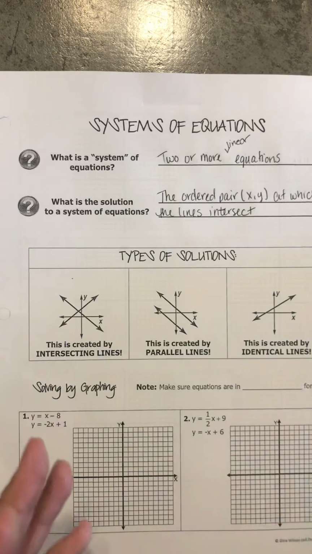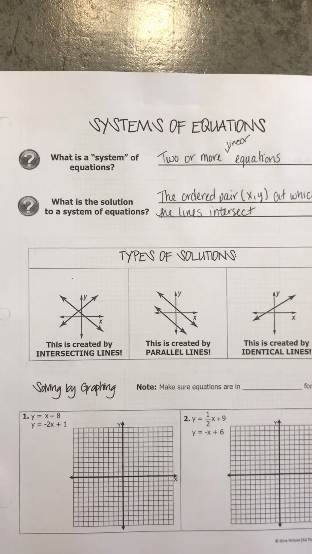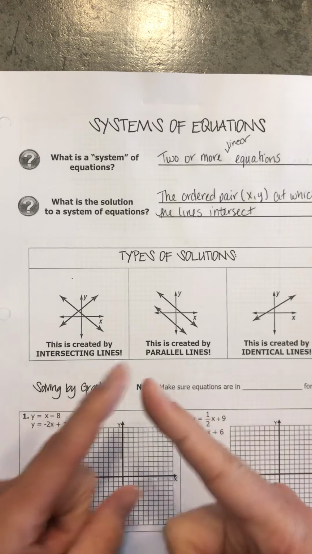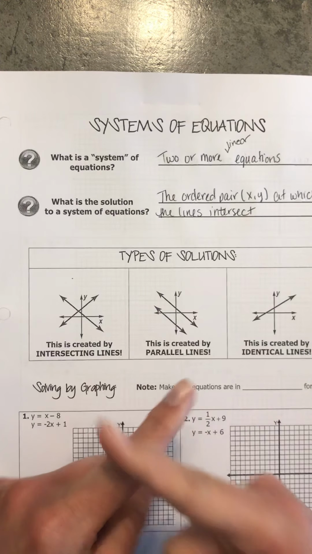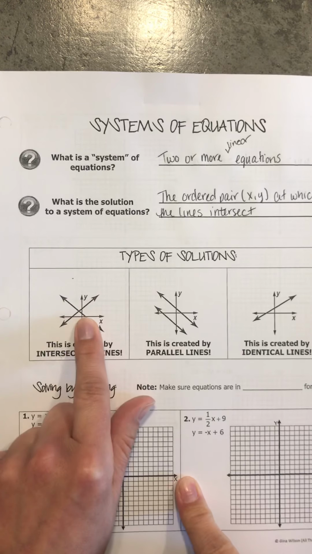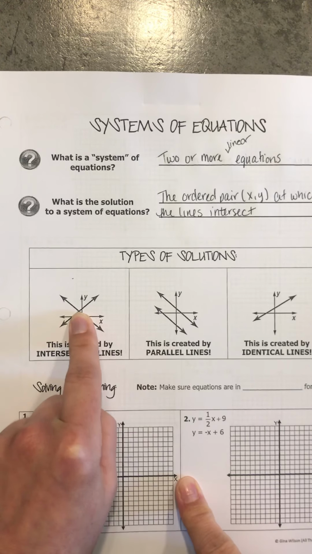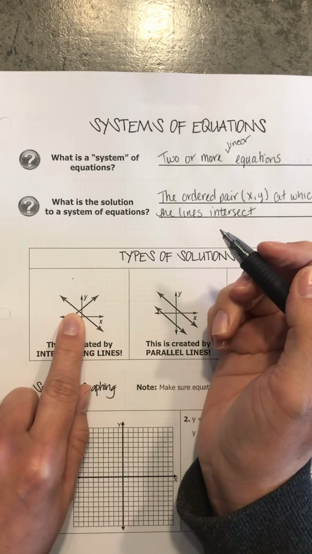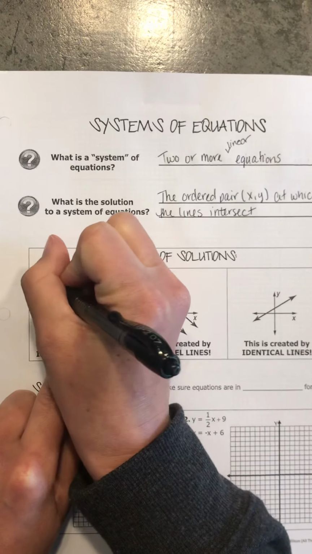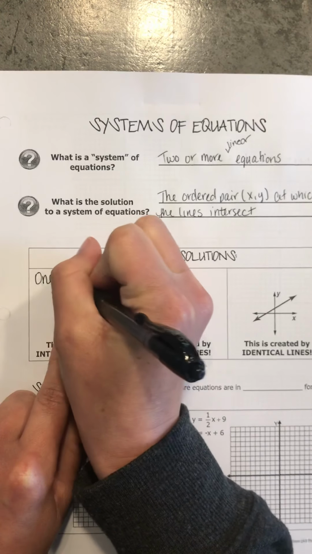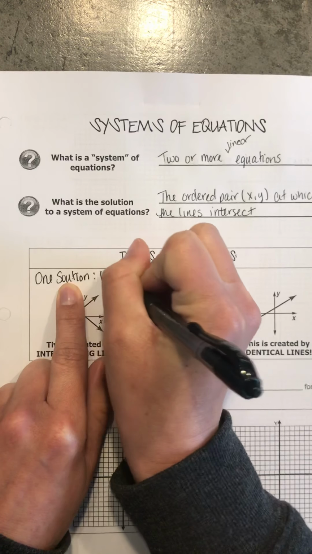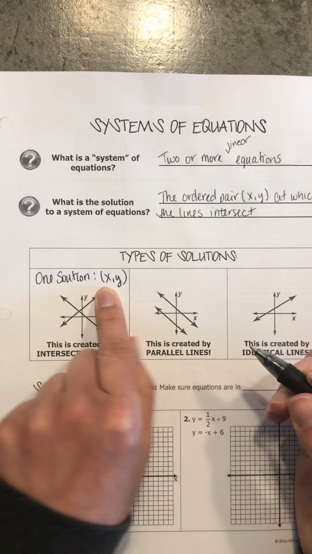All right, so we have 3 different types of ways that lines can show up on a graph. The first thing with a system, if we have 2 equations, they can cross one time. So if they intersect, they're only going to intersect once because lines are straight. Because they only intersect one time, there is one solution. So your answer would be an ordered pair x, y. Remember, x, y, alphabetical.